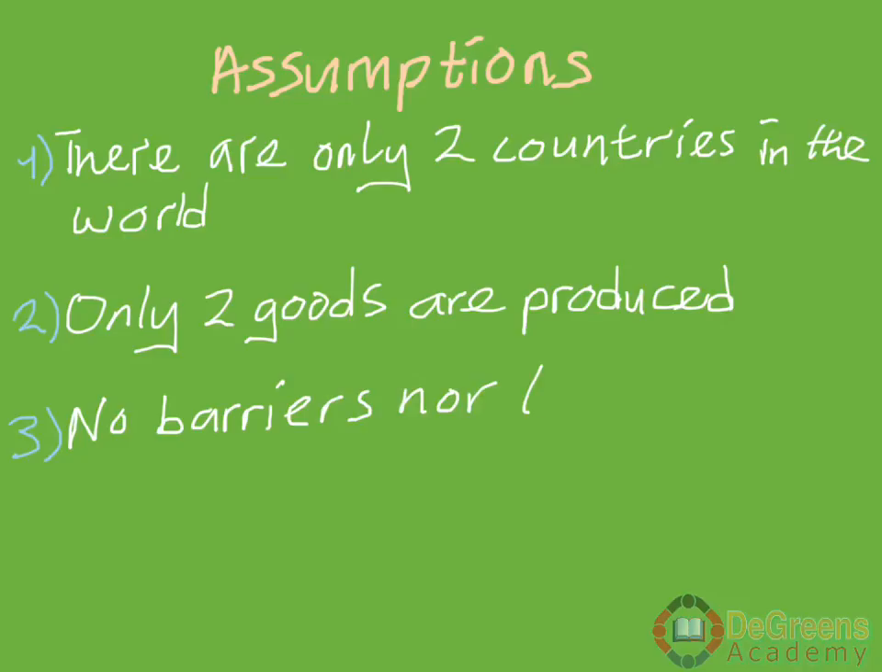Next assumption: there are no barriers to trade and no transport costs. No barriers nor transport costs exist in this hypothetical situation. There's no additional cost on goods because of the cost of transportation, so exports have the same price as when they are sold domestically, and there are no barriers like tariffs and embargoes to limit exportation and importation. So exportation and importation are to the fullest, with no limits and restrictions.